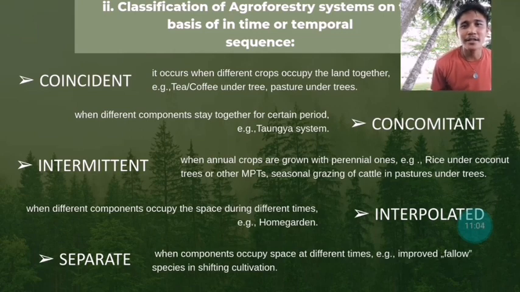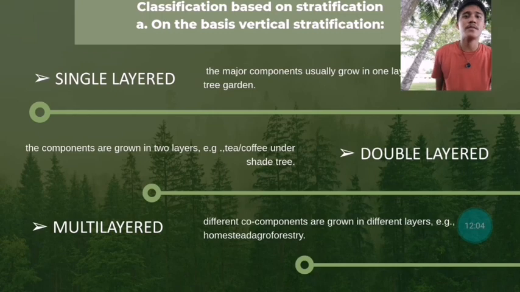So let's go for the third one, the intermittent, when annual crops are grown among the perennial ones. Examples are rice under the coconut trees or other MPTs, and seasonal grazing of cattle in pastures under the trees. That is called intermittent in terms of time or temporal sequence. The interpolated is when different components occupy the space during different times. An example is the home garden. The separate is when components occupy space at different times, for example improved fallow and shifting cultivation. So there are 5 types on the basis of time and temporal sequence: the coincident, concomitant, intermittent, interpolated, and separate.